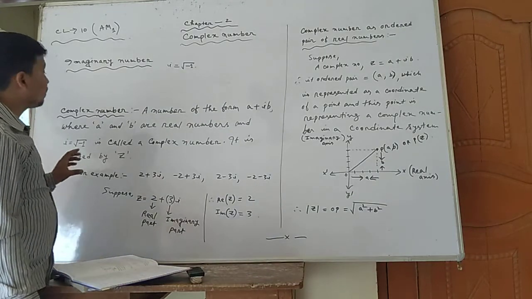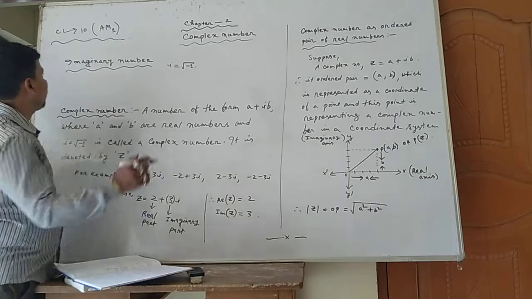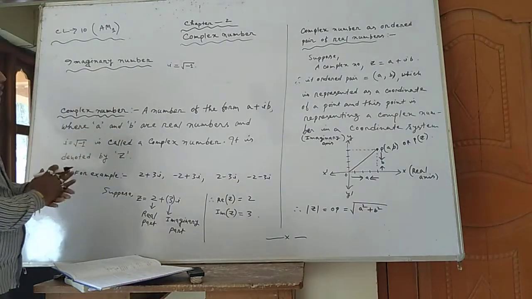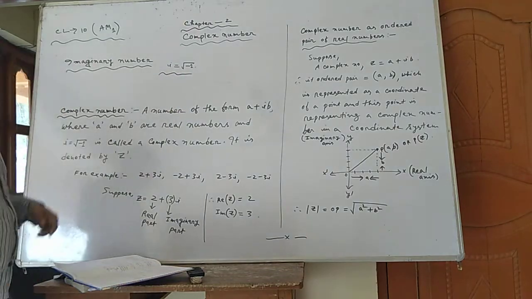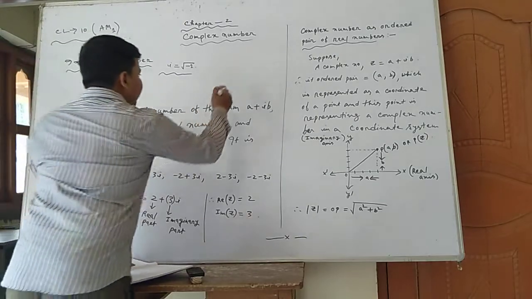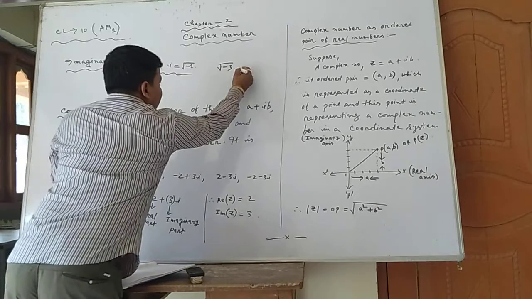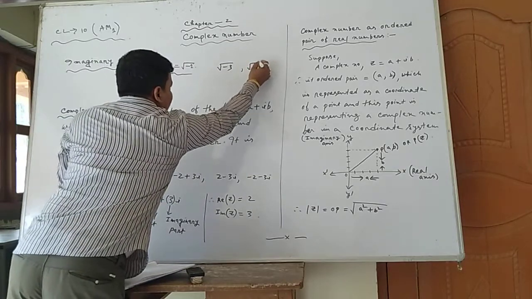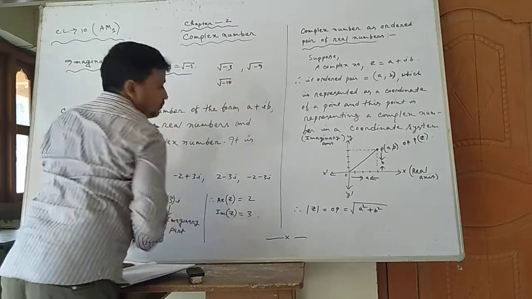Before starting complex numbers, first we should know about imaginary numbers. Here is one statement: i equals root over minus 1. Sometimes we get numbers like root over minus 3, root over minus 9, root over minus 10.